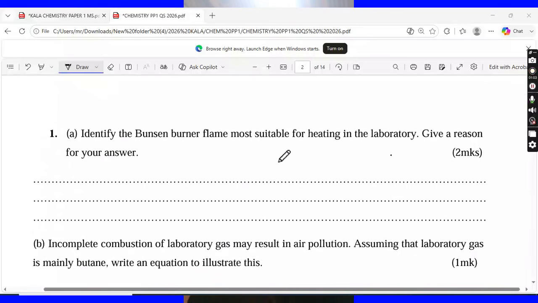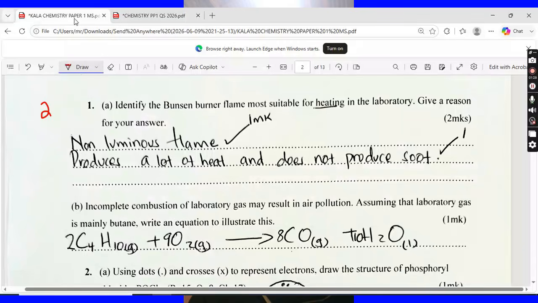Question number 1. Identify the Bunsen burner flame most suitable for heating in a laboratory. Give a reason for your answer. We usually use the non-luminous flame, and we have several reasons. One of the reasons is that it produces more heat when you compare it with the luminous flame.